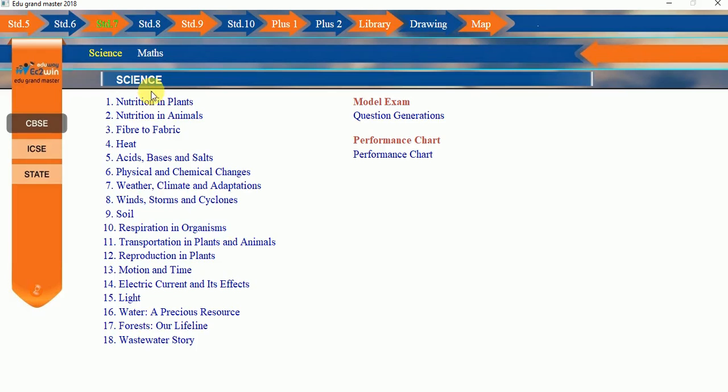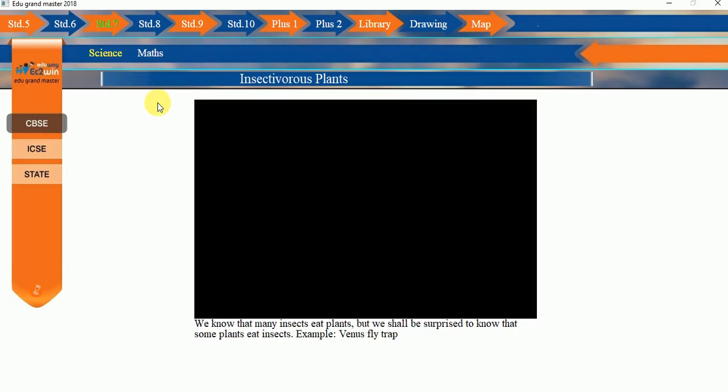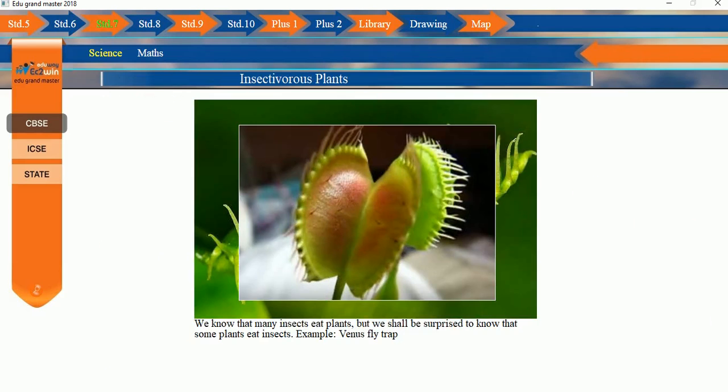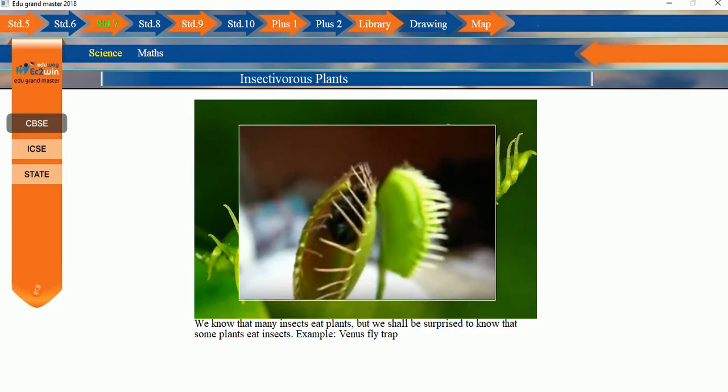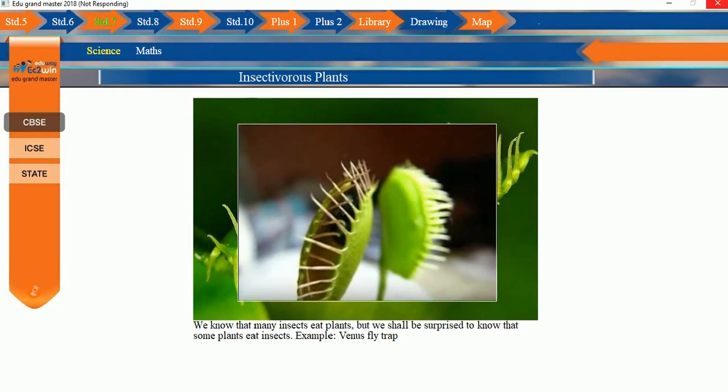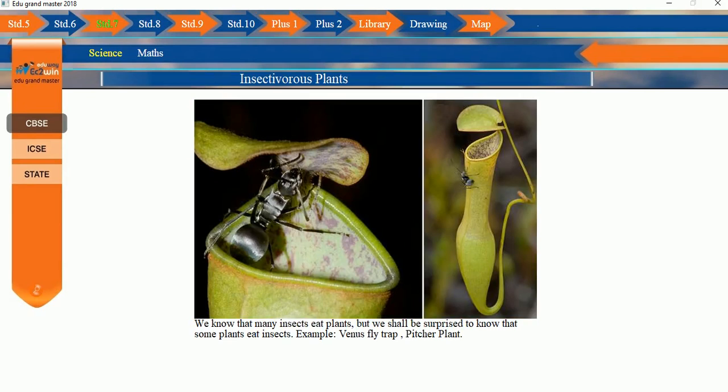Now class 7, let's analyze this topic, nutrition in plants. Insectivorous plants. We know that many insects eat plants, but we shall be surprised to know that some plants eat insects. Example, Venus flytrap. Pitcher plant. They need to eat insects because their soil does not have certain nutrients like nitrogen for them to grow.